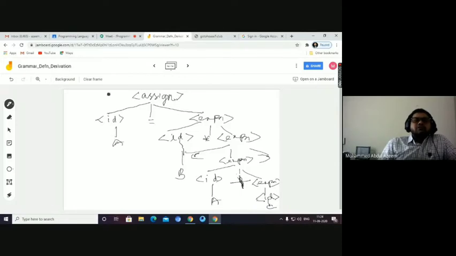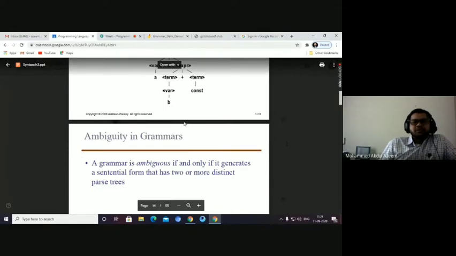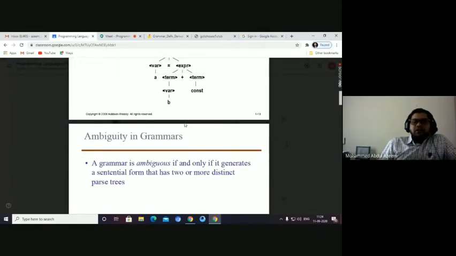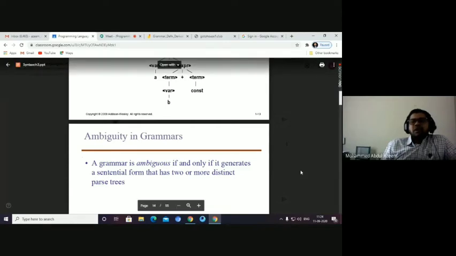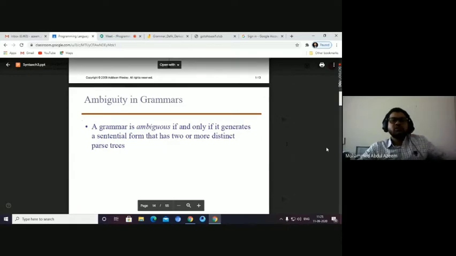Generally, when people define a grammar, it should be such that it does not let any statement be derived with more than one parse tree. If a statement can be derived with more than one parse tree, then we say that the grammar is ambiguous. A grammar is ambiguous if and only if it generates a sentential form that has two or more distinct parse trees.